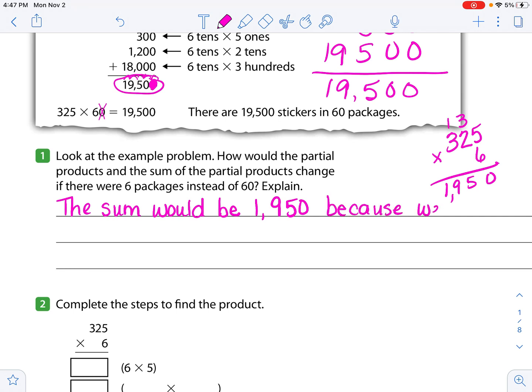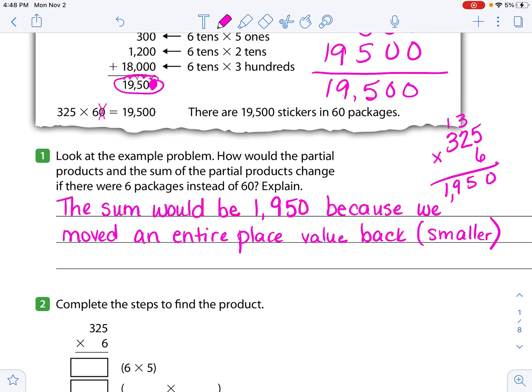because we moved an entire place value back, smaller. So, boys and girls, that's the same as if we divided the whole thing by 10. Because remember, when you make that place value go backwards, it's cutting it up into 10 parts. So we've just taken an entire place off.